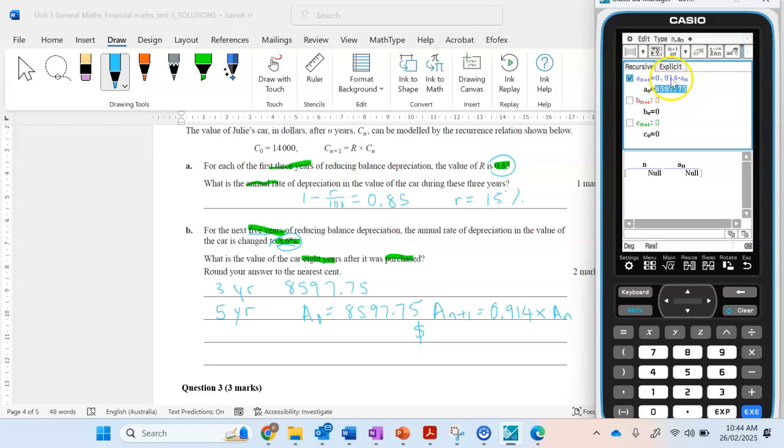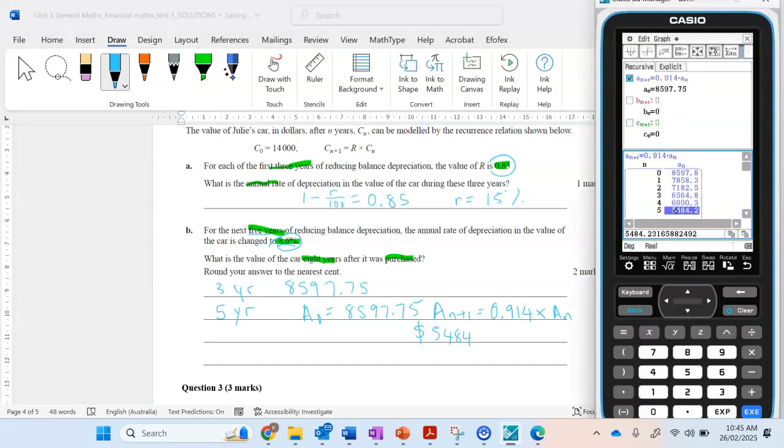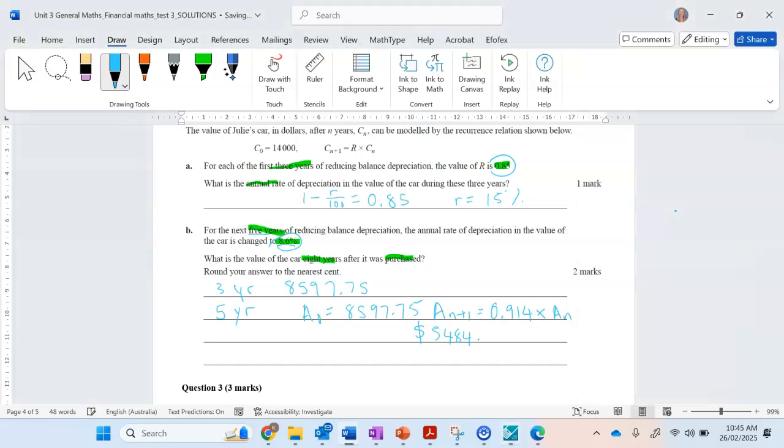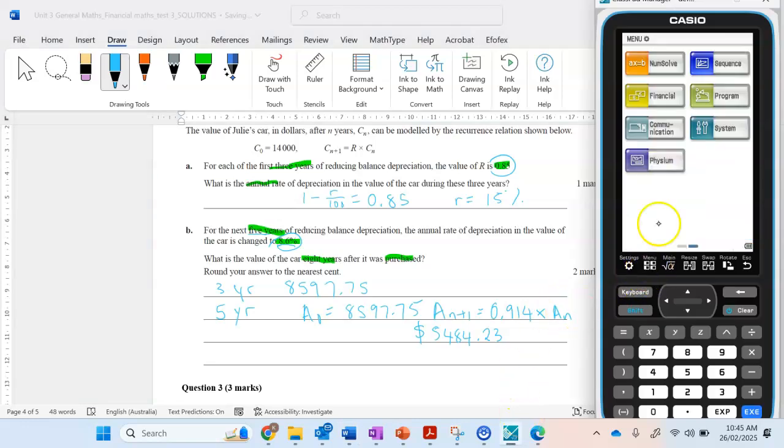All right, and just make sure I've done that correctly because I hate to do a third video. We just press on the table to get our values, and now it's after 5 years, and there's our amount there. So 5484, and we need the cents as well. So 23.23.